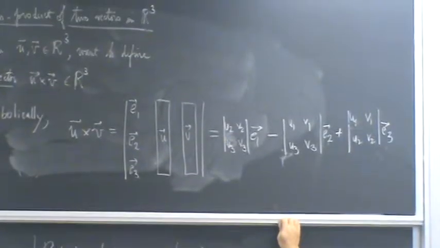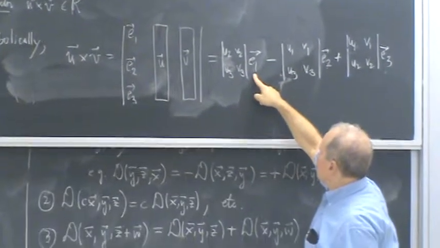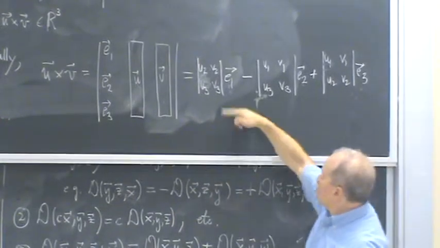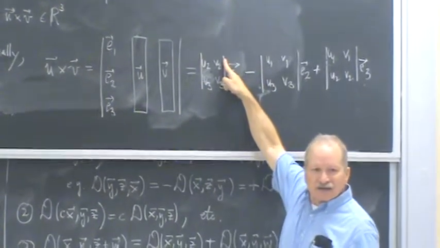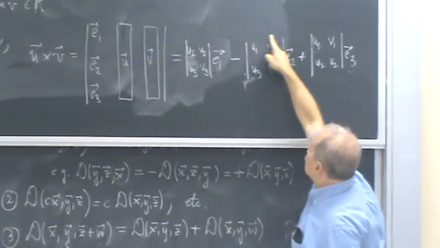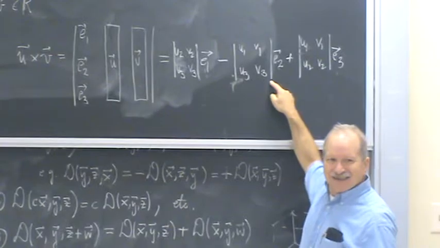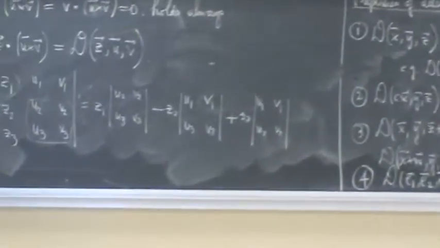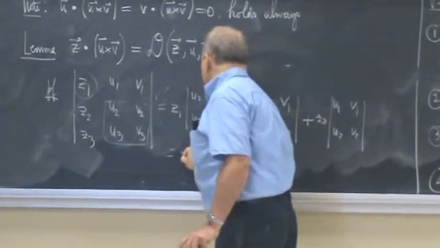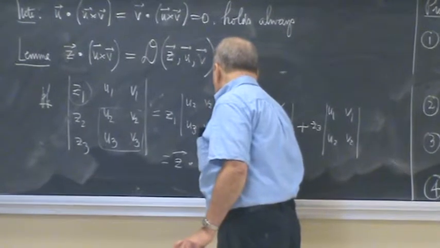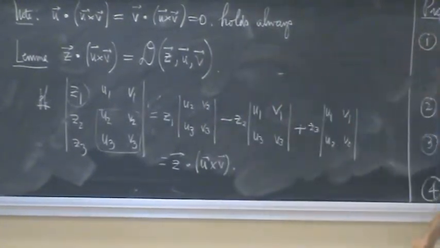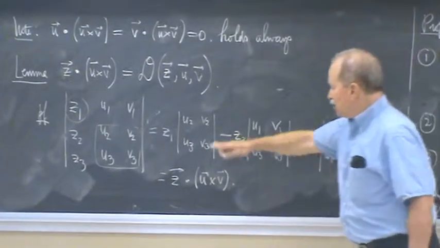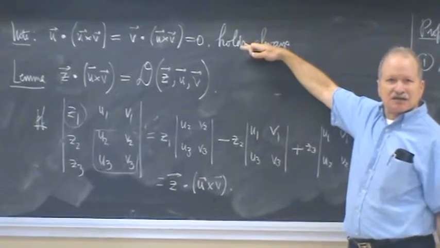You're basically using the e's as a placeholder. Here I've got the e's as a placeholder, and if I just dot this with z, I take the first component of z times this, plus the second component of z times this, plus the third component of z times this. Well, that's exactly the dot product of z with the cross product of u and v. Once you can see this, then this is now obvious.